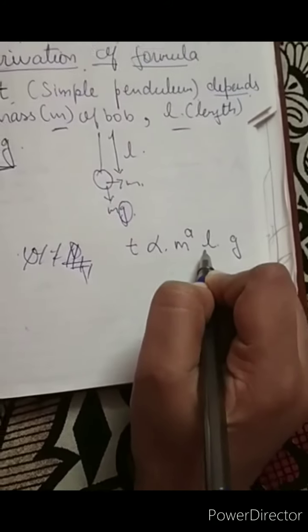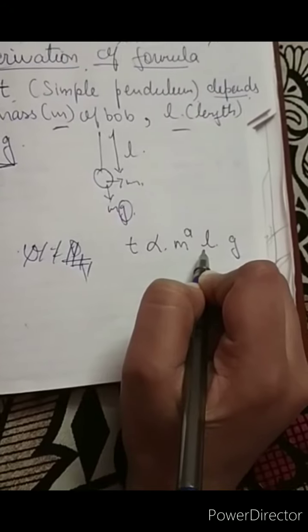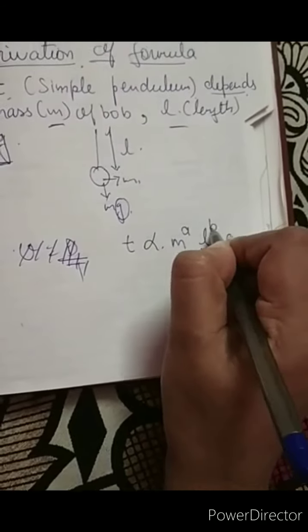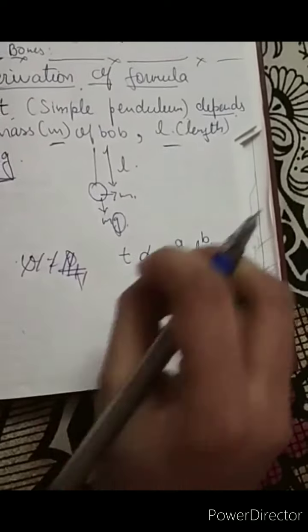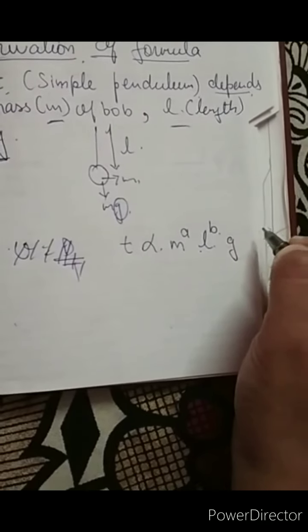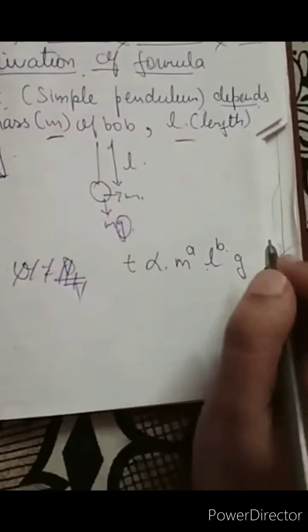I don't know whether it is L cube, L to the power 2, or L to the power half or minus half. I don't know anything. So I just write down B over here, exponent. I just write powers, and the power will come automatically. Don't worry. I don't know about G, whether it is G square, G to the power minus half or plus half. I don't know anything. So I just write down C over here.